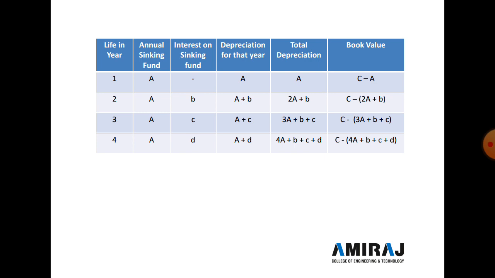Similarly in the third year total depreciation is A plus b plus A plus c, which is 3A plus b plus c. Here book value is C minus A. What is the value of C? C is the original cost of any item. So C minus A is the book value.